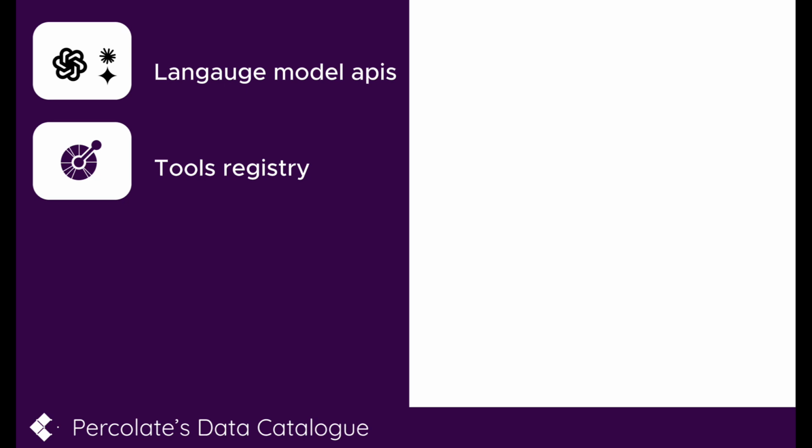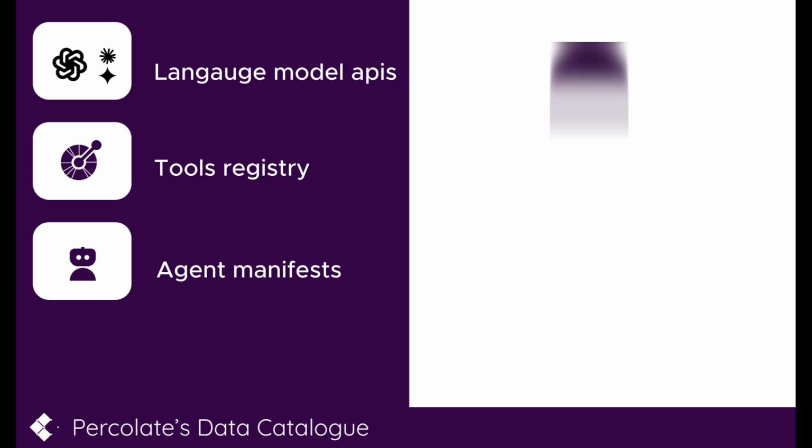We store all the information about tools as sort of OpenAPI specification. This represents either native database functions or REST APIs. And each of these are used for planning, searching, and calling tools. And then we have the agent manifest.